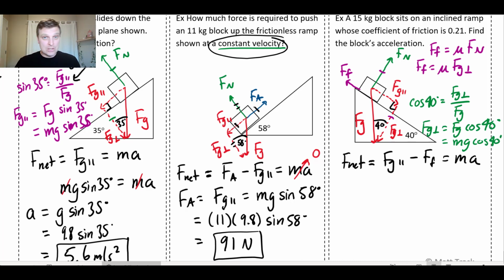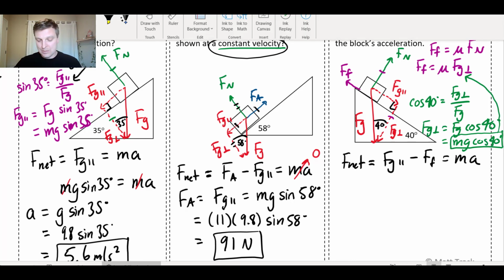Okay, now we've got to put this all together. This is a bit of a mess right now, but we've got to put it all together. This whole thing right here is equal to that. Fg perpendicular is mg cosine of 40, which means my force of friction is mu mg cos 40, which is a lot. I'm doing this all algebraically because I want to show you how it all comes together.